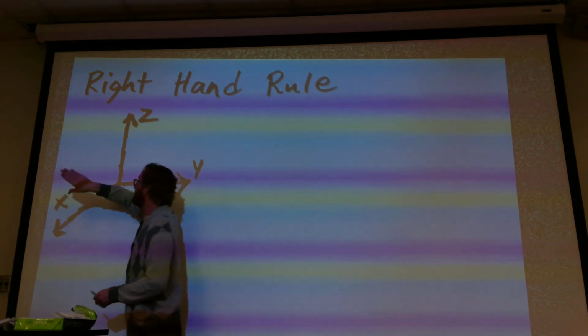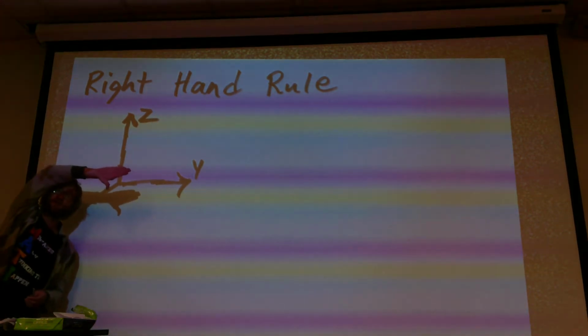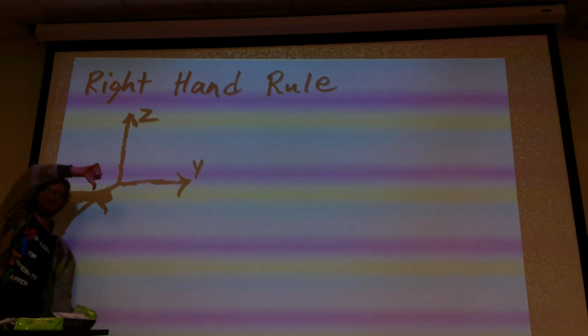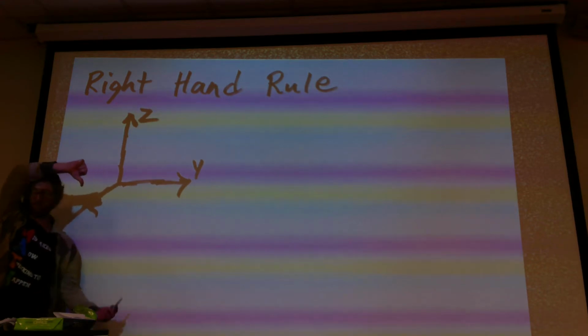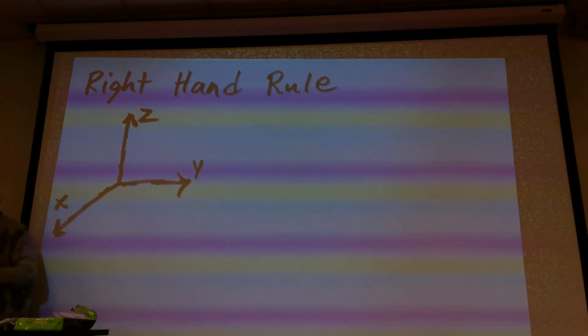So you can see, if I hold my hand in the y direction and do j cross i, the positive direction of the z direction is now pointed downwards. Ooh, that's not good. So let's look at the cross product of this thing.